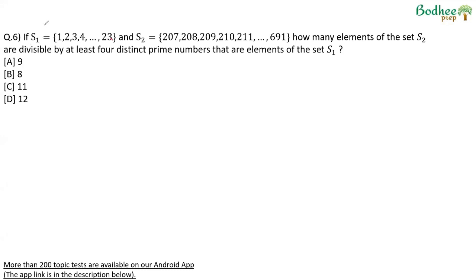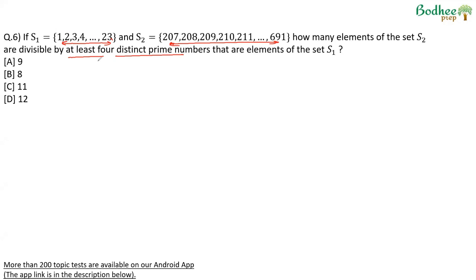In this question, S1 is a set of numbers 1, 2, 3, 4 till 23, S2 is a set of numbers from 207 to 691. How many elements of the set S2 are divisible by at least 4 distinct prime numbers? So they should be at least the product of 4 distinct prime numbers from S1.